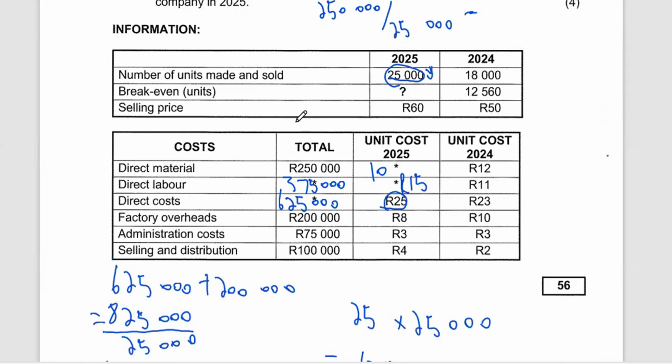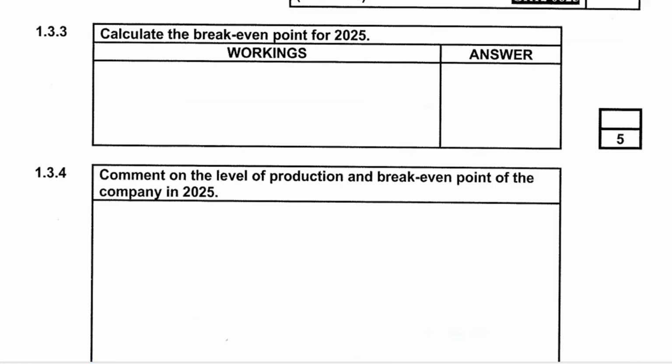So now the formula of calculating the break-even point is our fixed cost divided by our selling price per unit minus variable cost per unit. So now, how do we get our fixed cost? Our fixed costs, we have the factory overhead, which is 200,000. We also have the administration cost, which is 75,000. So here our fixed costs, we have 200,000 plus 75,000. Then we get 275,000.